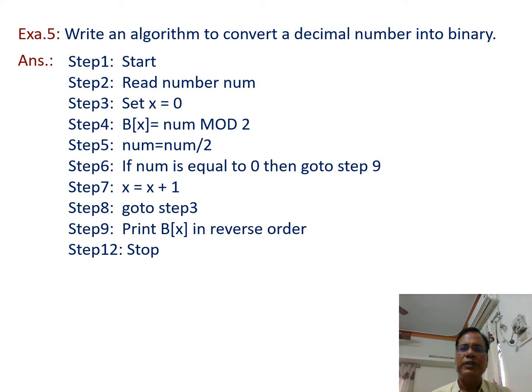Now if num is not 0, then we have to go to step 7, that is, we have to increment the value of x, that is x equal to x plus 1, and then go to step 4 again. In this way, this pseudocode describes how we can convert a decimal number into a binary number.